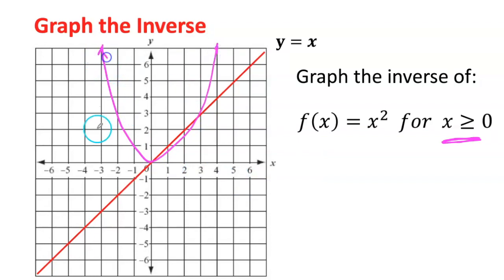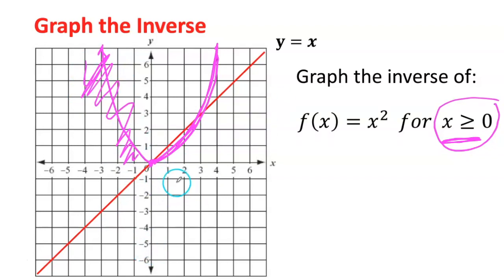It's a parabola. But do I want the whole thing? No, I only want the values that are greater than or equal to 0. So I just want from here to the side. This is all what I want. I don't want this. Okay?